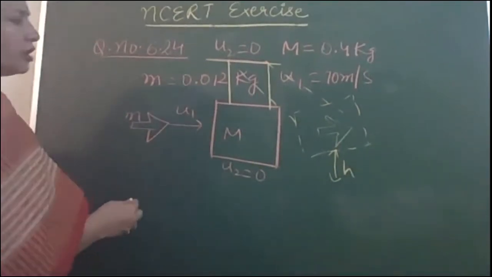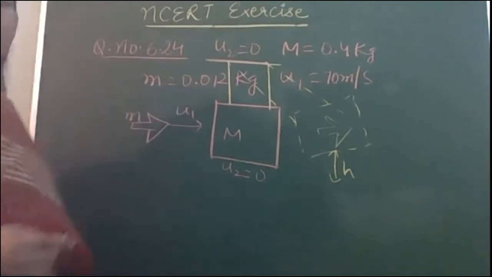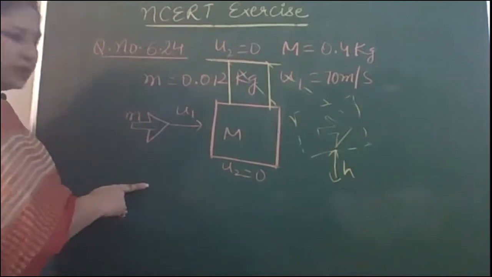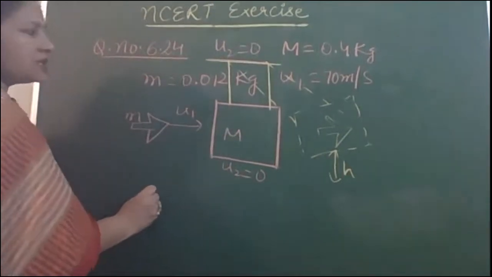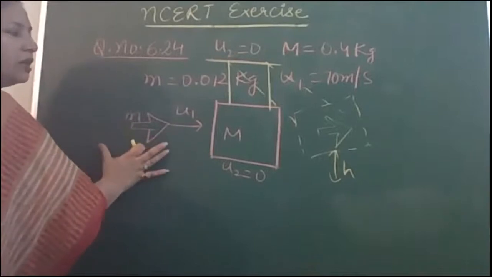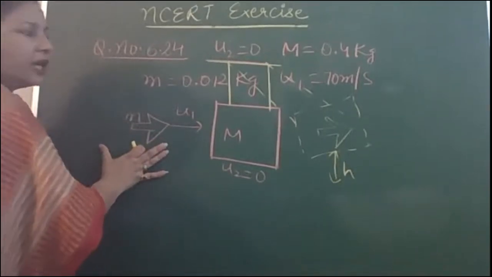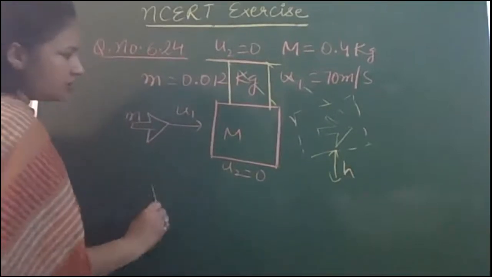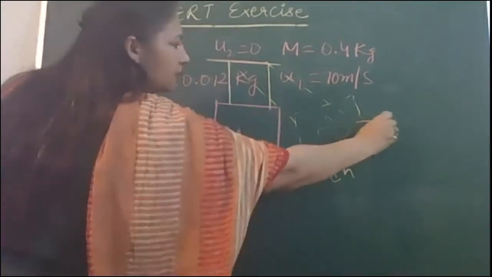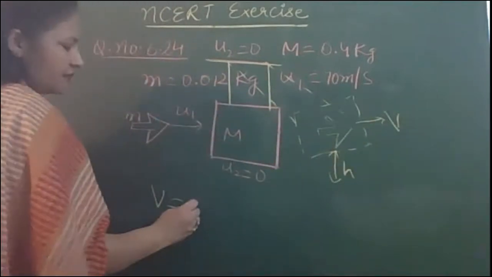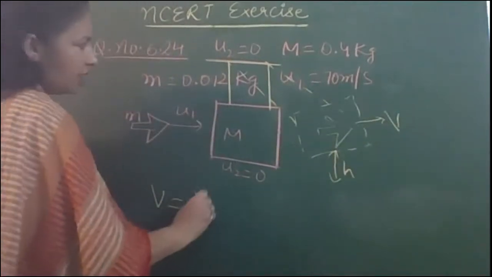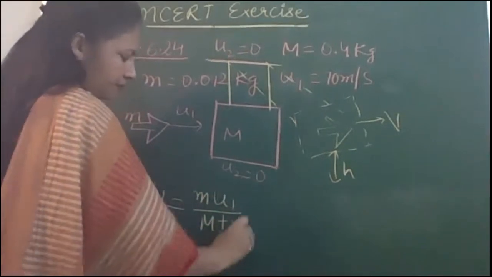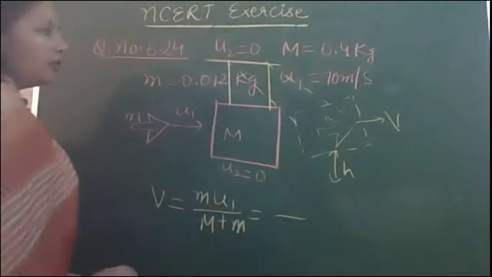Okay, so what will be done here? First we will find the common velocity of the bullet-block system, right? So for that purpose, what will be done? Actually, this bullet was having kinetic energy and that is converted into potential energy, right? So the common velocity of this bullet-block system, let us find that out first of all. That will be m u1 over m plus M. Using this you can find the common velocity.